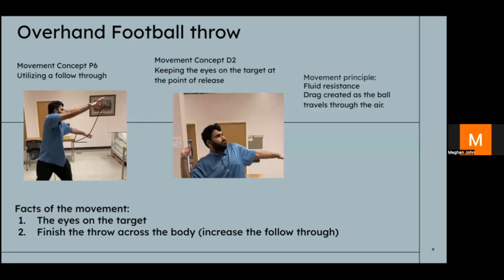So for the overhand football throw, we have two movement concepts, P6 and D2. P6 is utilizing a follow through, and D2 is keeping the eyes on the target at the point of release. Our movement principle is fluid resistance, which is drag that is created as the ball travels through the air. The facts of the movement include first, keeping the eyes on the target, and next, finishing the throw across the body, which increases the follow through.